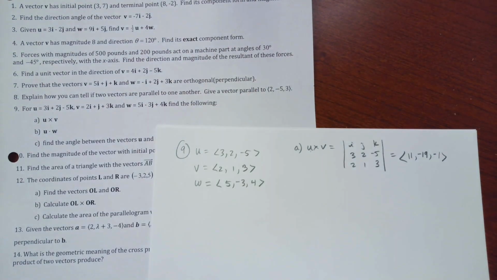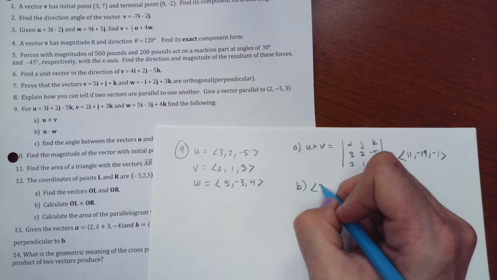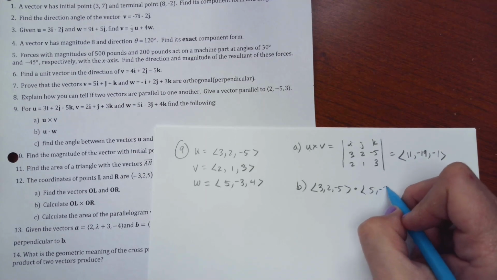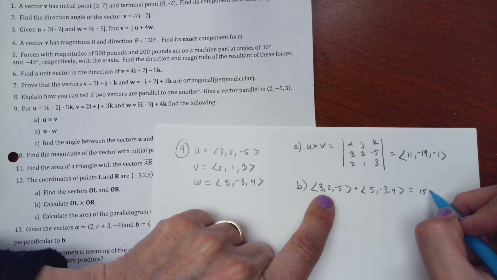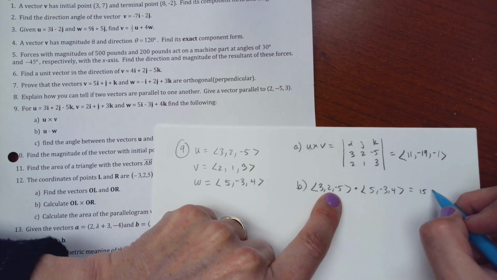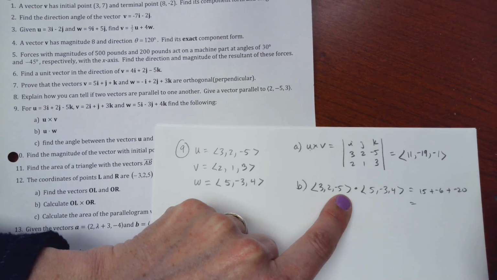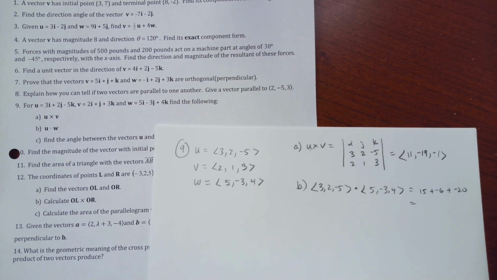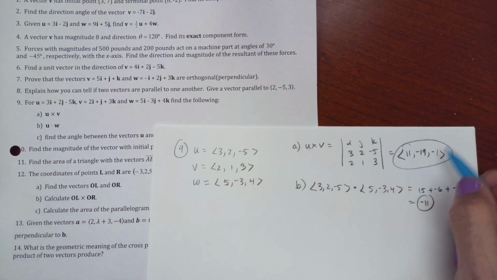Okay, so part B, u dot w. So 3, 2, -5, dotted with 5, -3, 4. So this is just a number. I'm going to get 15 plus -6 plus -20. So that is going to be -26 and 15, -11. So a cross product gives you a vector, a dot product gives you a number.